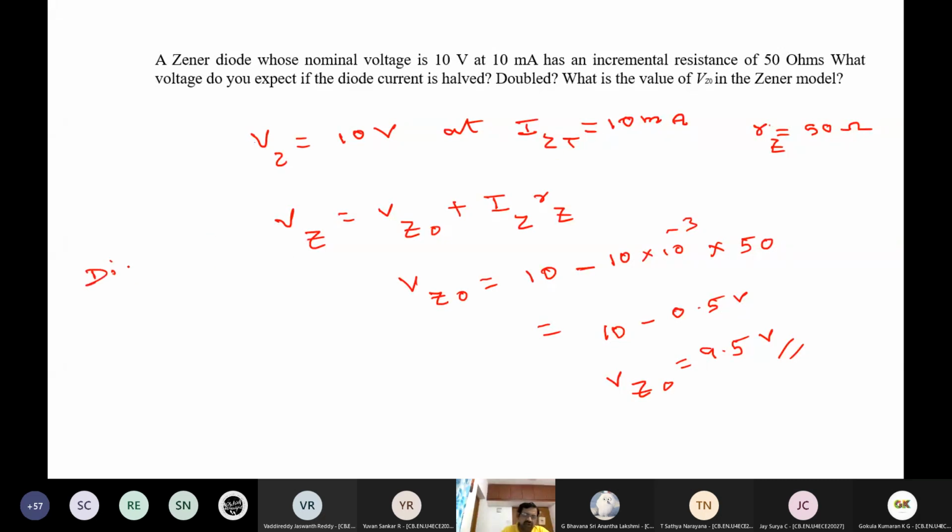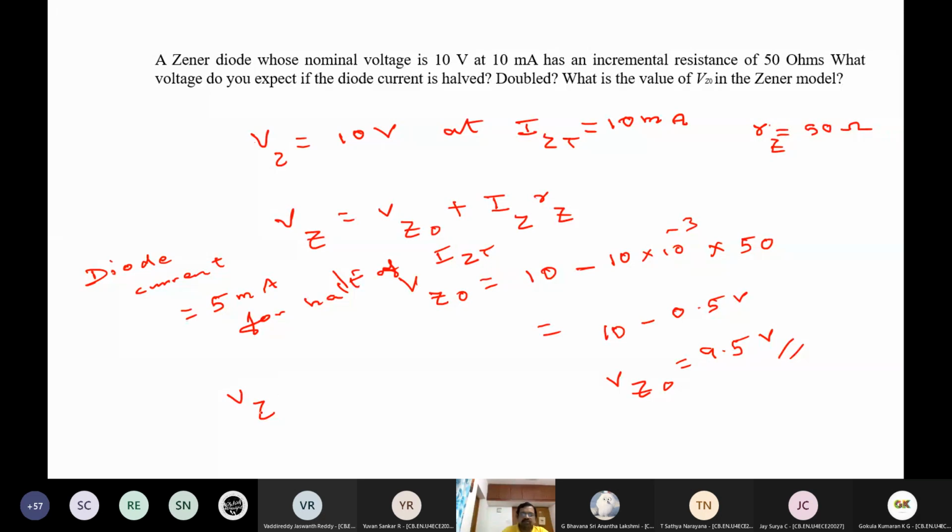The diode current is going to become 5 milliampere, half of IZT. Understood, right? So once 5 milliampere is there, we can find what will be the voltage VZ.